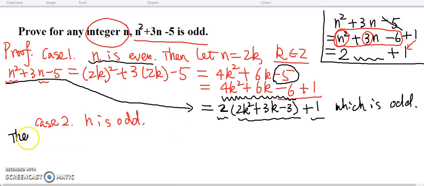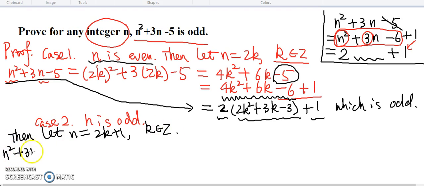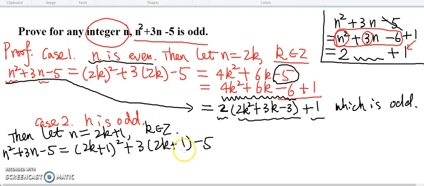If n is odd, we let n be 2k plus 1, where k is an integer, and we're going to replace n in the original expression with 2k plus 1. And work it out. So we're going to use the formula. You can use the FOIL rule, 2k plus 1 times 2k plus 1. You should then be able to combine like terms. This is what we're going to get, and distribute 3. You get 6k plus 3.